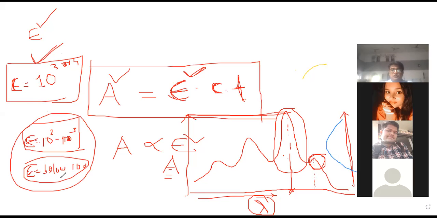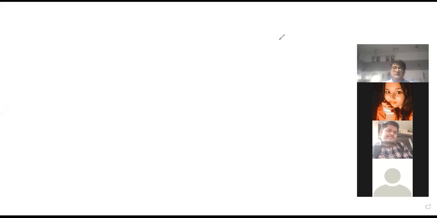Okay, so in one word I will explain it: the intensities of the bands in the electronic spectra are governed by certain rules. Those rules are called selection rules. As far as electronic spectroscopy is concerned, there are two types of selection rules. What are those? Number one, spin selection rule.